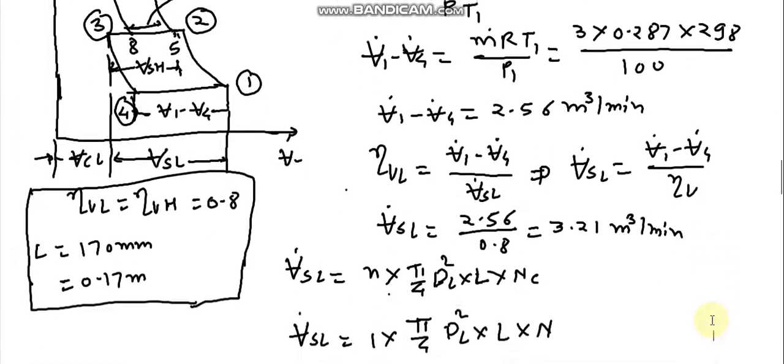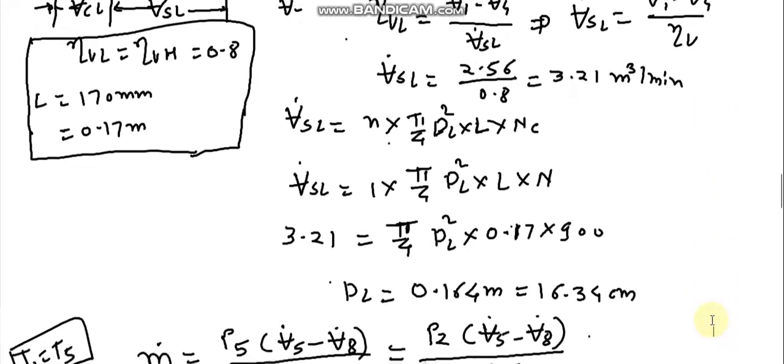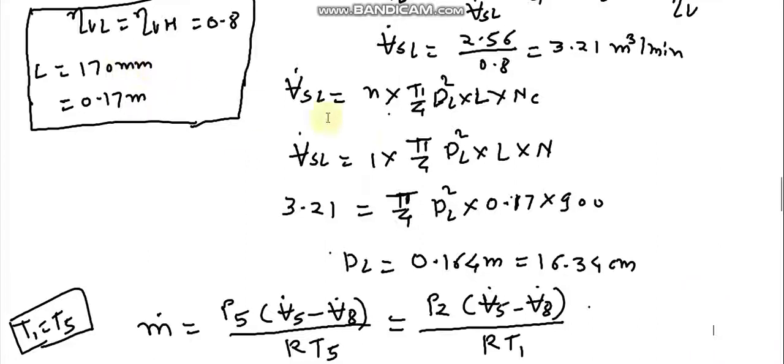And now it is easy. We have to find out the diameter of the LP cylinder. For that we are using V dot SL equal to pi by 4 DL square into L into the number of cylinders into the number of cycles. The L is given, that is 170 mm, that is 0.17 meter. So put in the values of V dot SL and L, and it is single acting. Sorry, we will get DL, that is 16.34 centimeter. This is the DL.